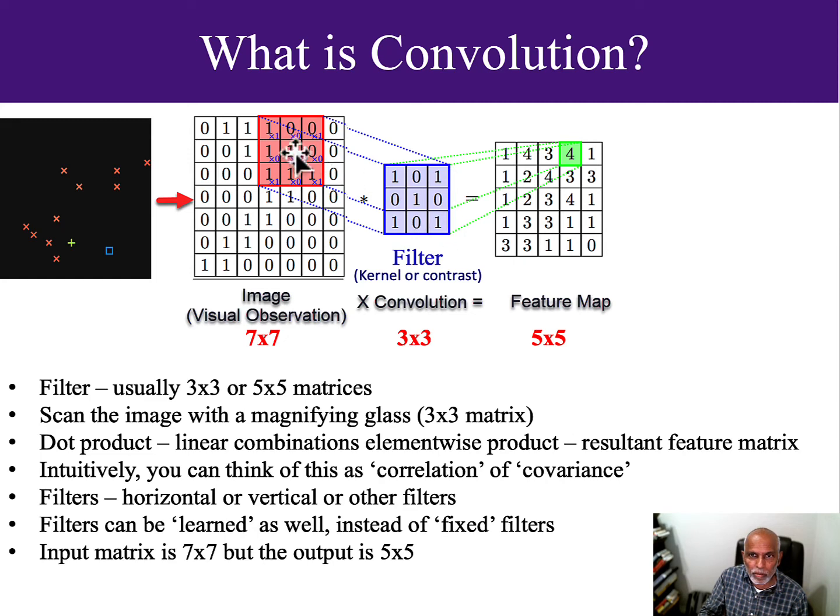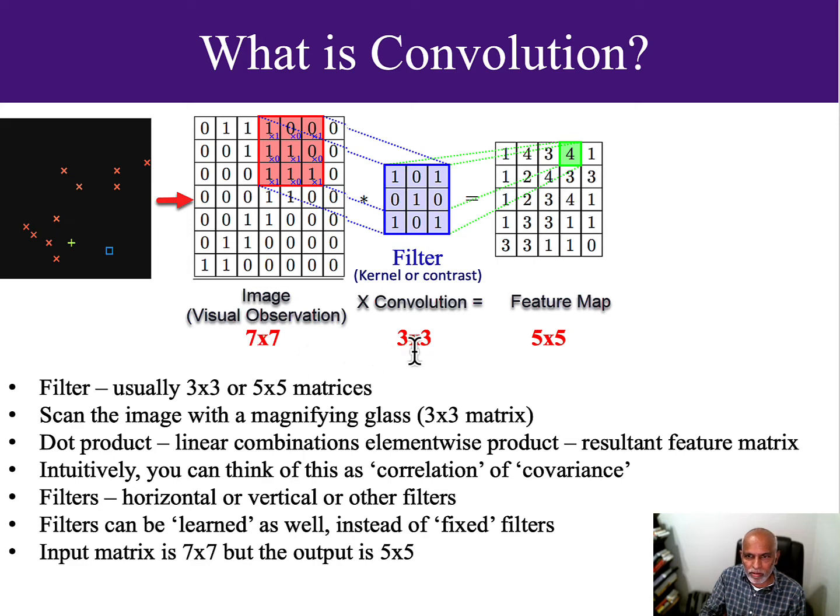So this inner product with this one is this times this plus this times this plus this times this: 1 times 0, 1 times 1, plus 0 times 0, plus 1 times 0 and 1 times 1. So the summation of this is 4. Okay, so you scan the whole image, and you get this summation value. This is called the feature map.